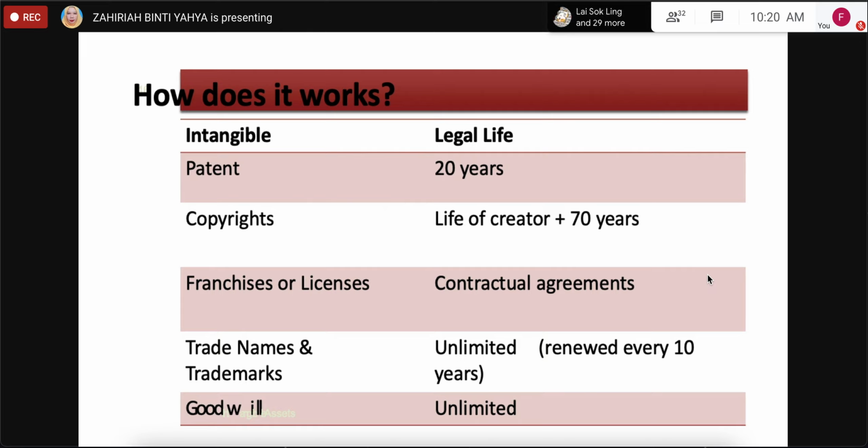Sam tak ada lah, Brian. Okay, siapa lah tolong jawab.